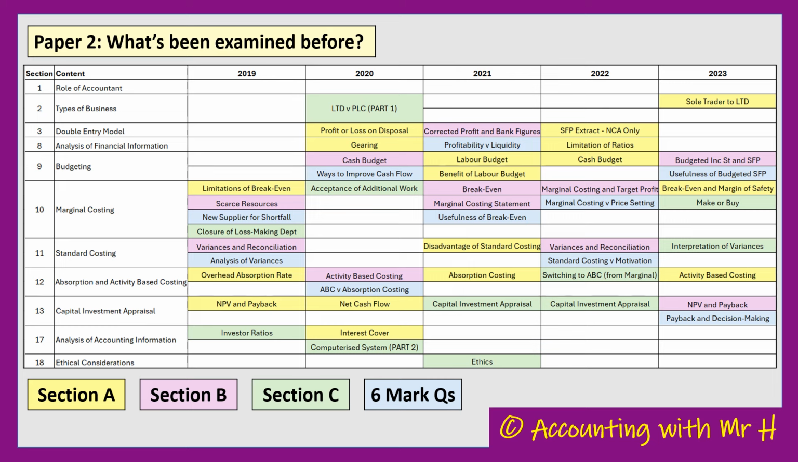Section B are the pink boxes. Section C are the 25-mark questions. And the blue boxes are the 6-mark written questions.